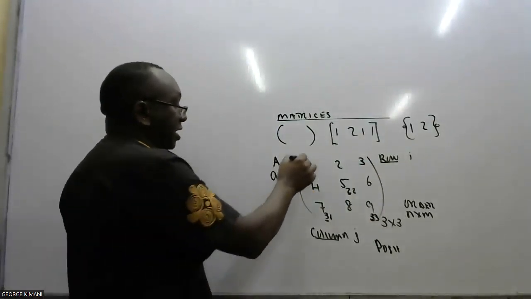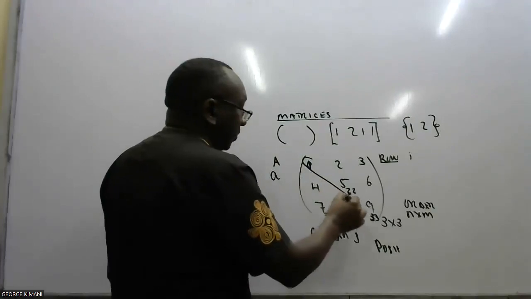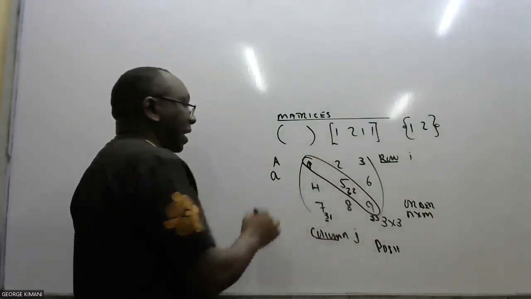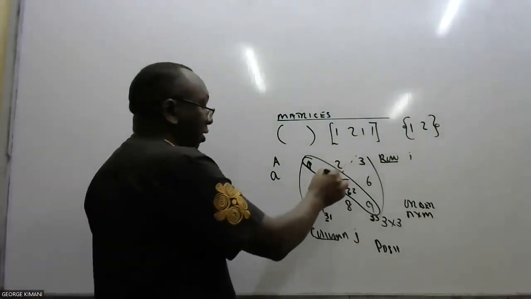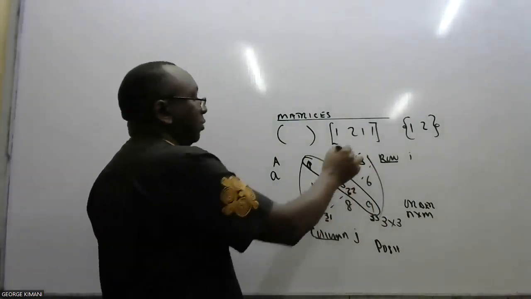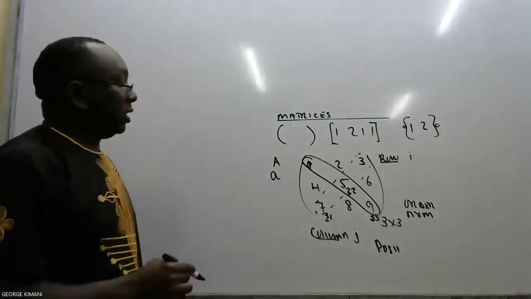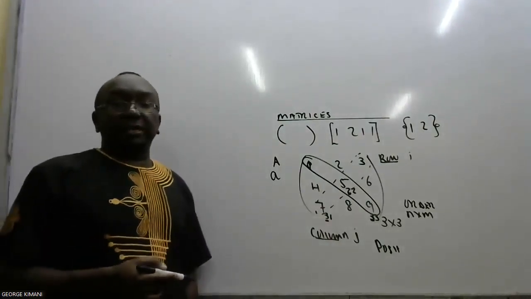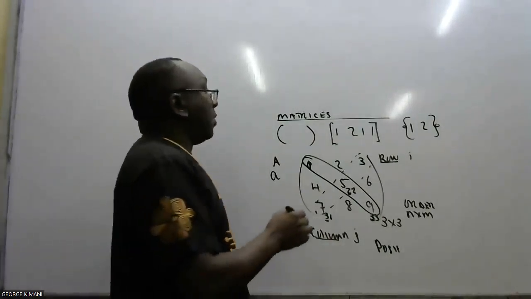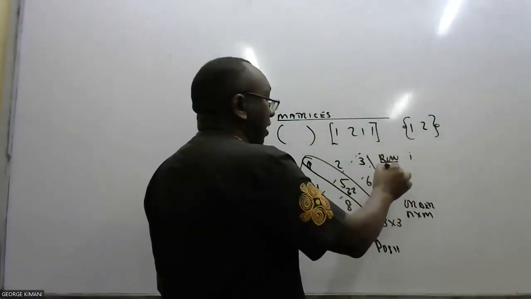The other thing is that these items here, we call them the major diagonal elements. And after these ones, they are called minor diagonal elements. We will be coming across them as we do the operations. From there now, we need to look at the types of matrices. We have various types. Number one is what we call zero matrix.